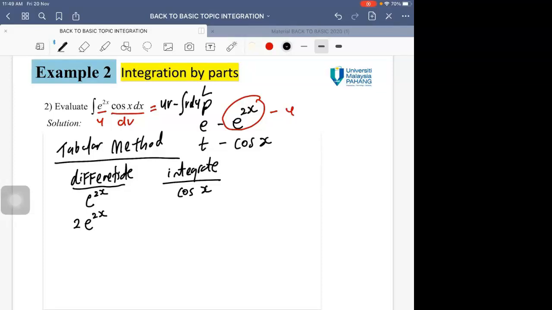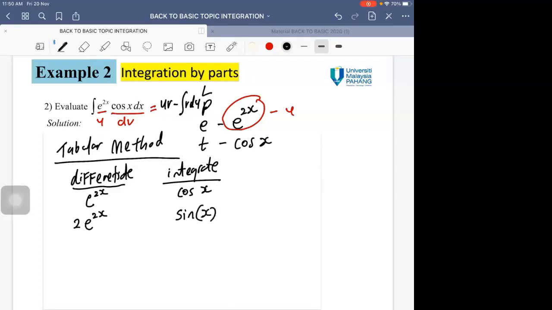Negative sign, negative x. You only swap signs. Sin x. If you integrate cos, you get positive sin. Integrate sin, negative cos. Keep it here, keep it here. Can? Just remember one thing: integrate cos, positive sin, because differentiate sin, you get positive cos. So here should be sin x.